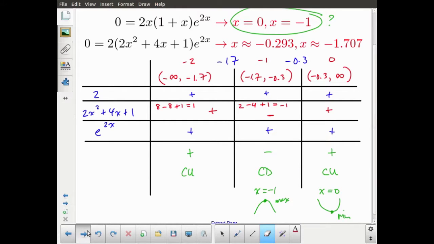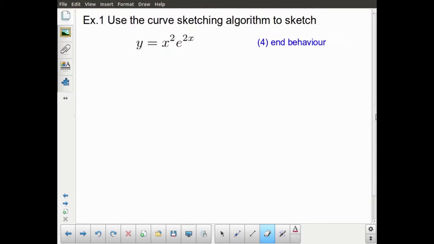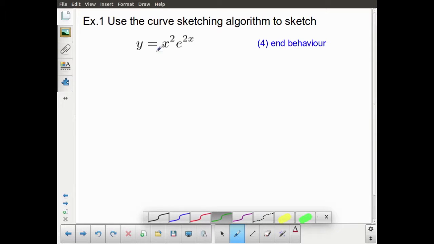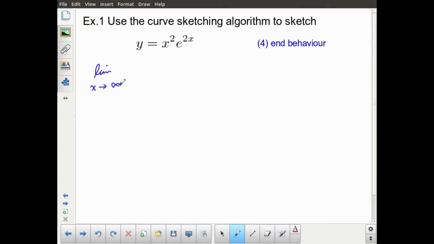Okay, so let's move on. Let's take a look at our end behavior. So for our end behavior, we are going to take a look at limits. Now we don't have any asymptotes here, so all we need to do is take the limit as x approaches infinity of x squared e to the 2x.